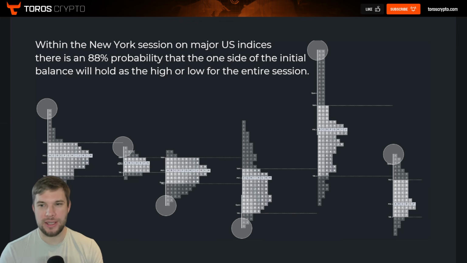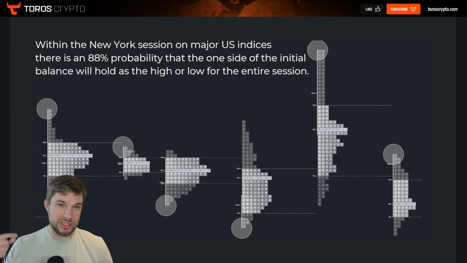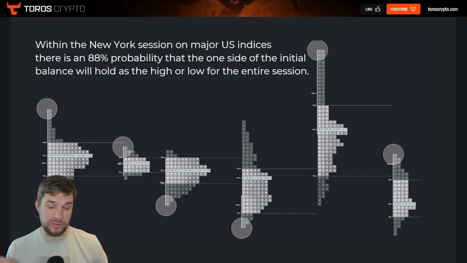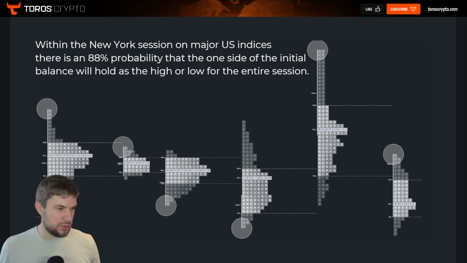The amazing thing about this is that once you get that first hour of trading in, I'll explain in just a moment what the initial balance is if you don't know. Once that initial balance is in, it gives you a bias for the entire remainder of the session and an extremely high probability. It gives you your own validation for basically any trade that you want to take from that point. So I'll explain this, and we'll go over some examples.